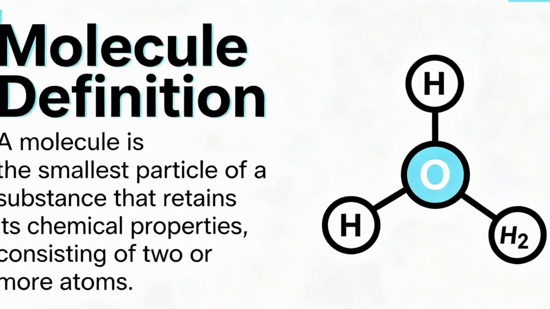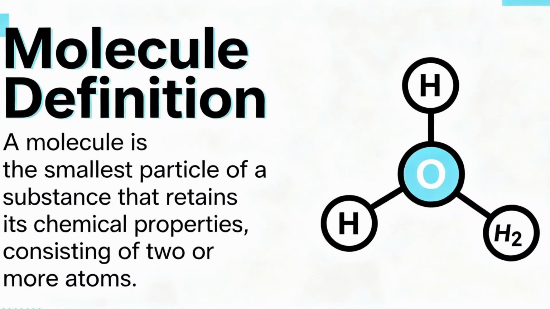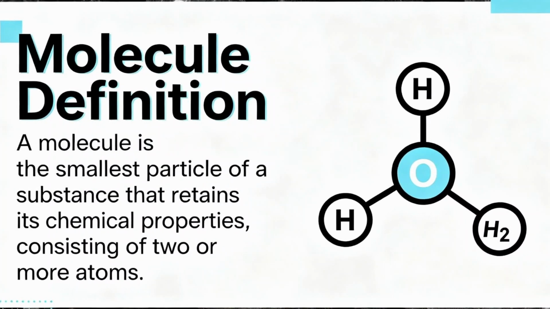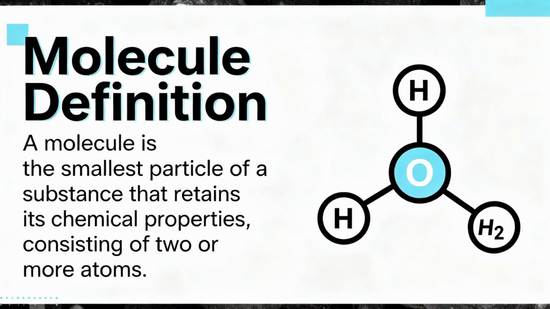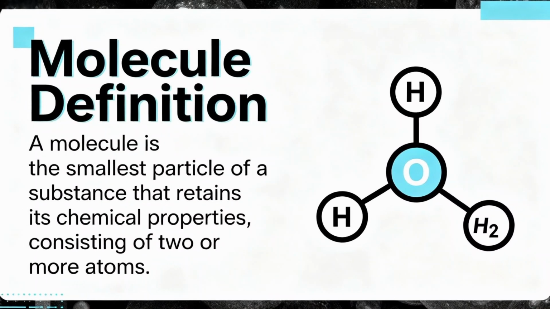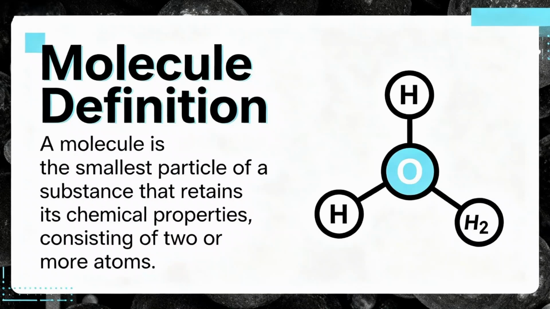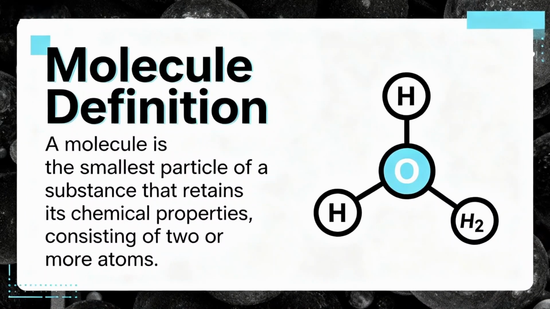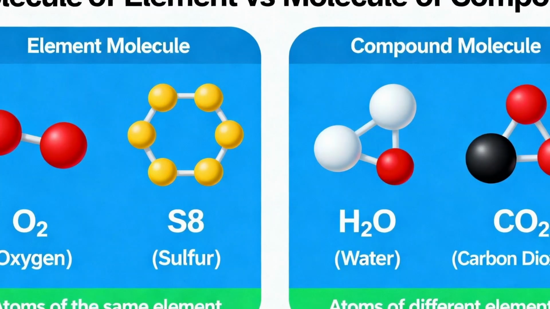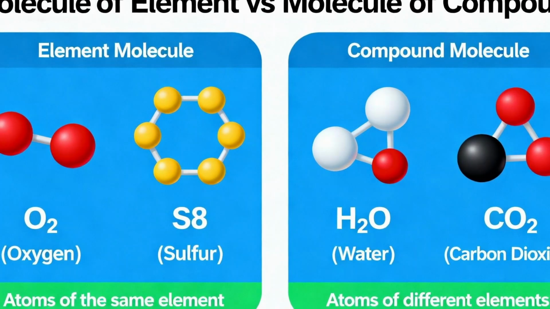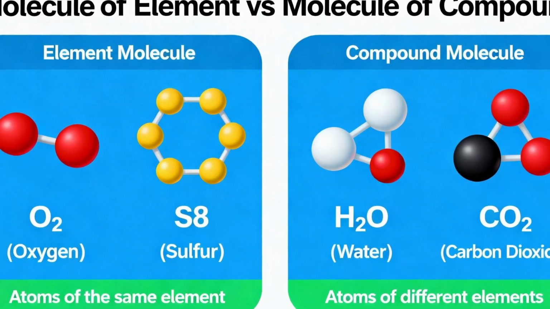Now we'll go to molecules. What is a molecule? A molecule is the smallest particle of a substance that is capable of independent existence and still retains the properties of that substance. A molecule is formed when two or more atoms are chemically joined together, and we have molecules of elements and molecules of compounds. You understand? We have to differentiate between these two.